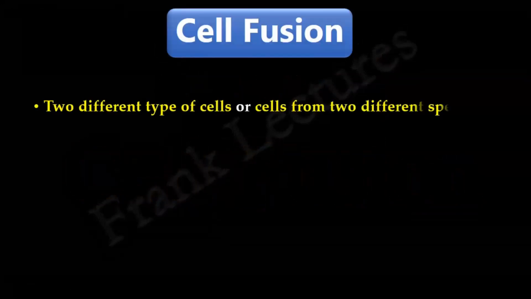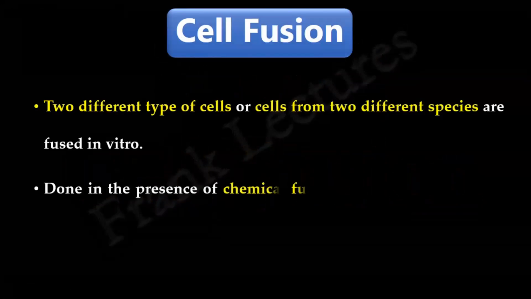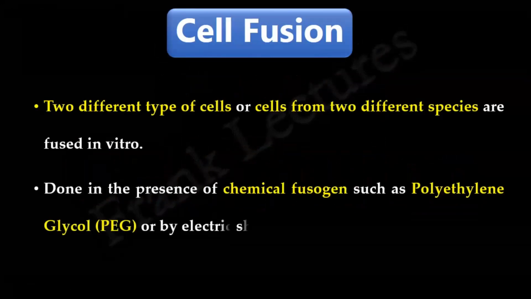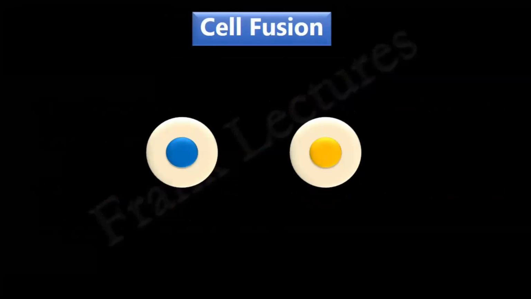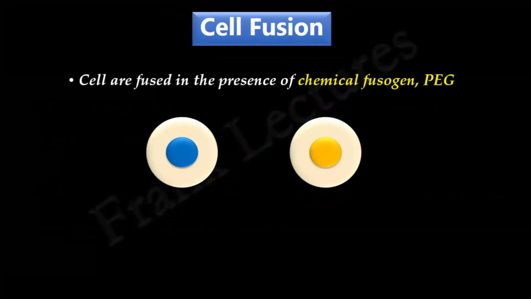Cell fusion is a technique in which two different types of cells, or cells from two different species, are fused in vitro. This is done in the presence of chemical fusogens such as polyethylene glycol or by electric shock. Suppose these are two different types of cells, represented by X and Y. These cells are allowed to fuse by exposing them to the chemical fusogen polyethylene glycol.